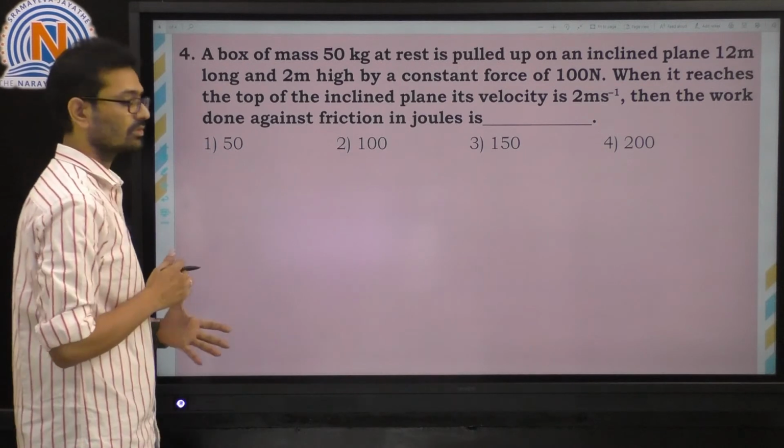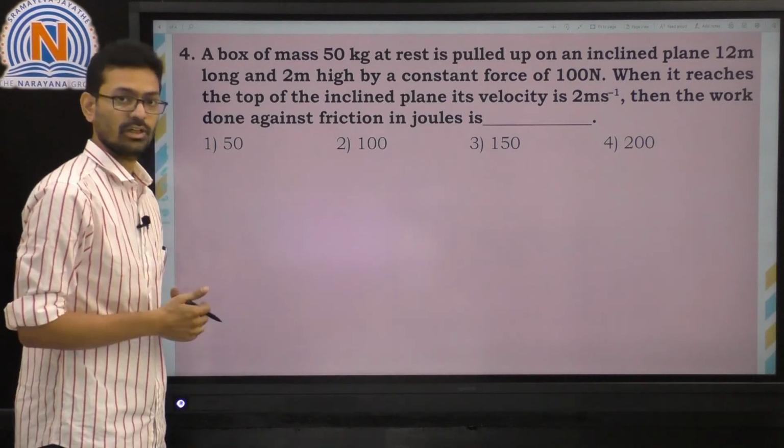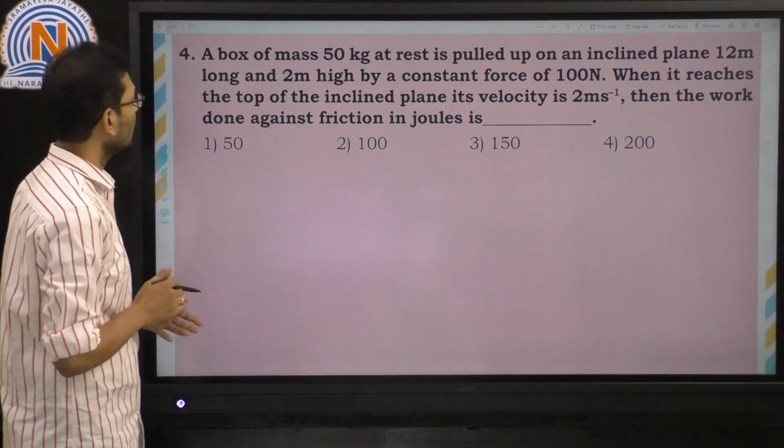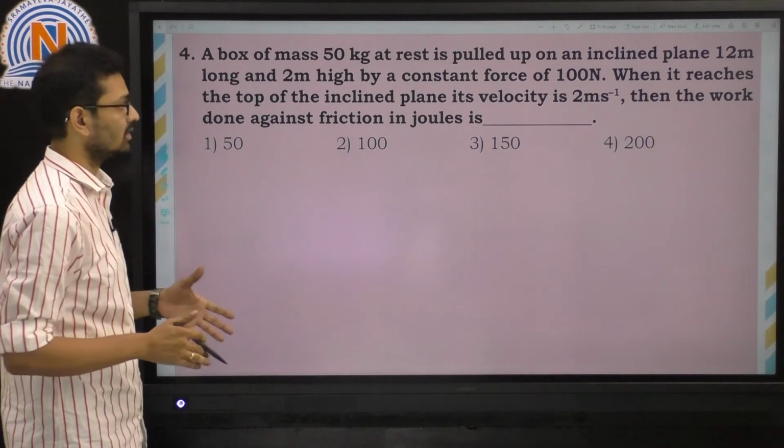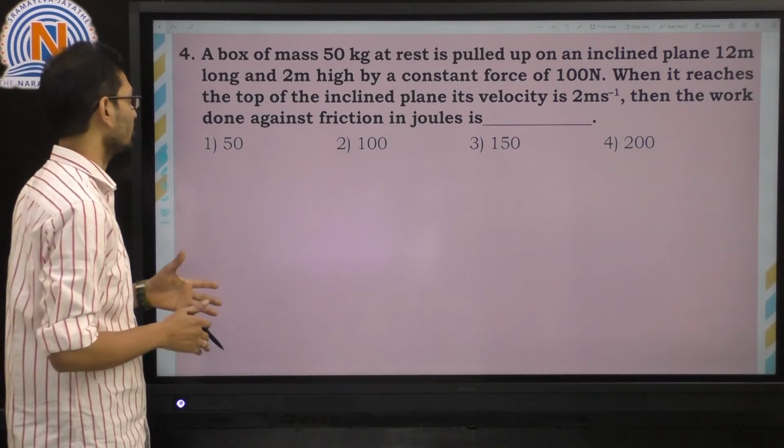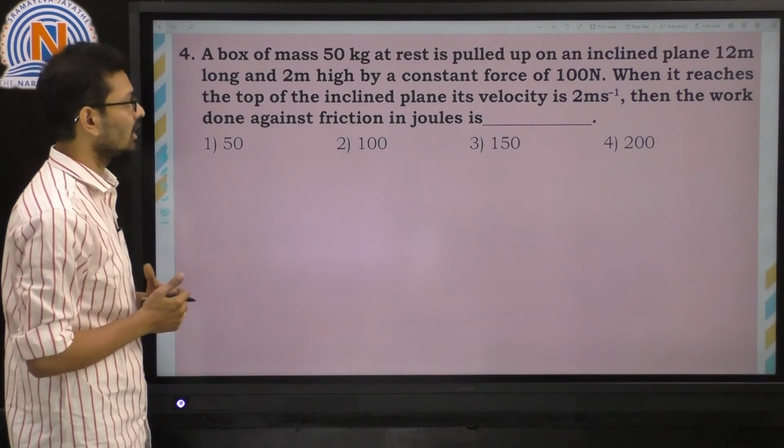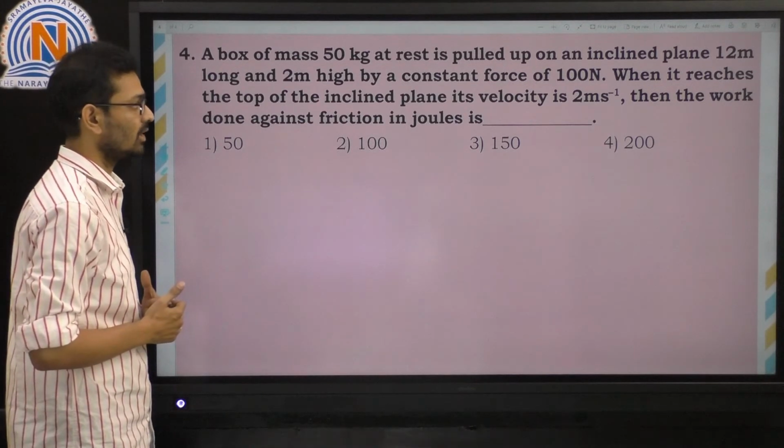Now coming to the last question, the fourth question in your assignment number 20. In this question, a box of mass 50 kg is at rest and is pulled up an inclined plane of 12 meters long and 2 meters height by a constant force of 100 newtons.